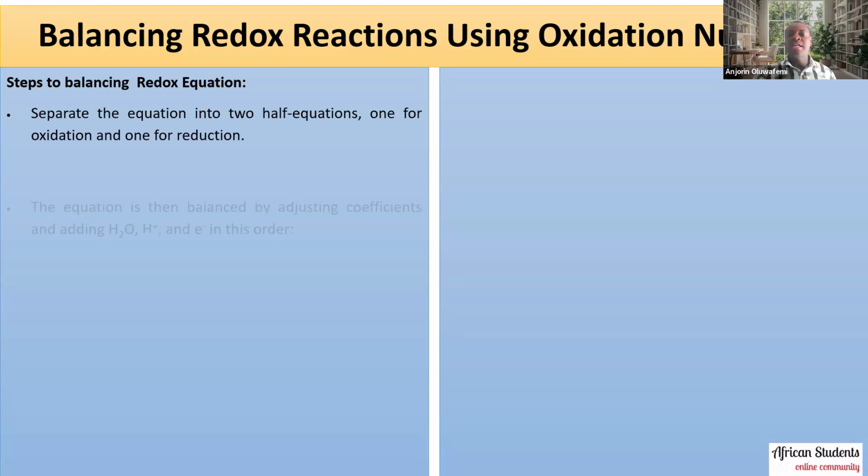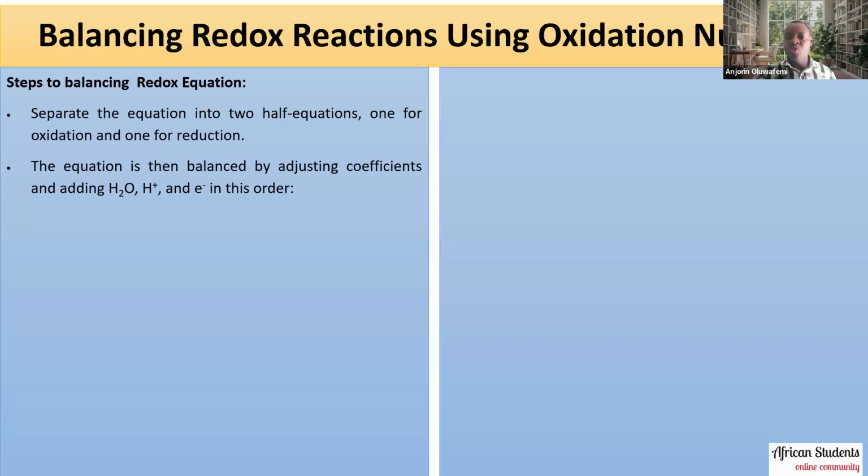The second thing is that the equation is then balanced by adjusting coefficients and adding water, hydrogen ion, and electrons in this order. That is how you go about balancing the redox equation. You balance the atoms in the equation apart from oxygen and hydrogen. You leave hydrogen and oxygen out initially, but you balance the other atoms first, by introducing coefficients.